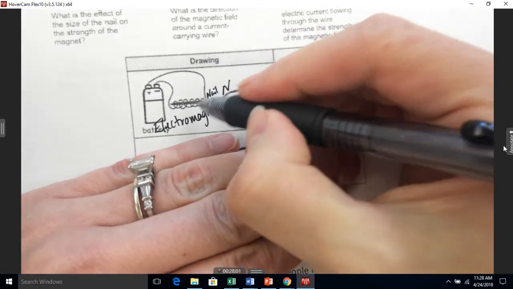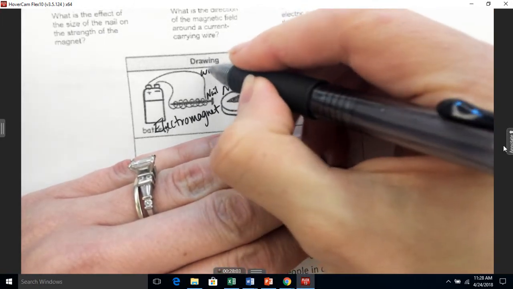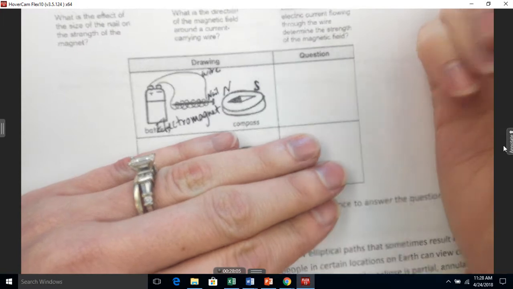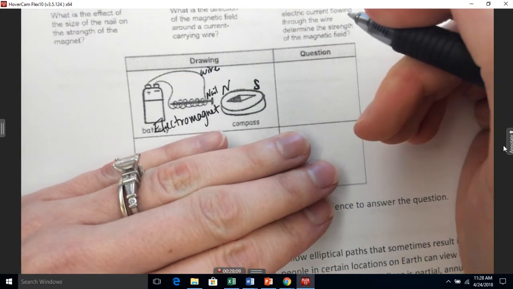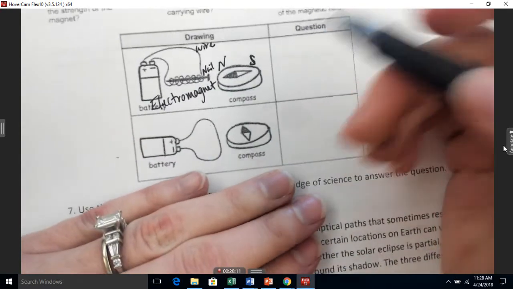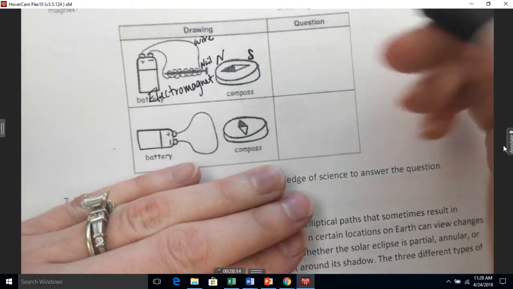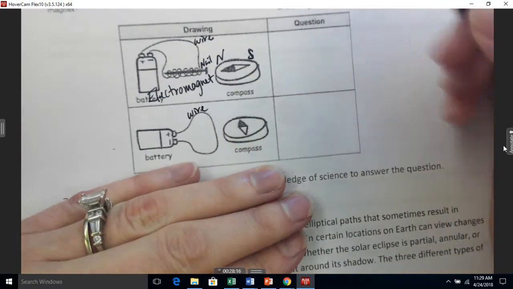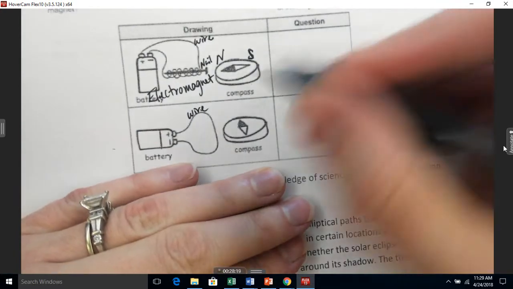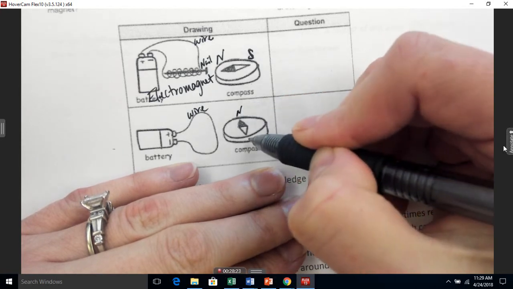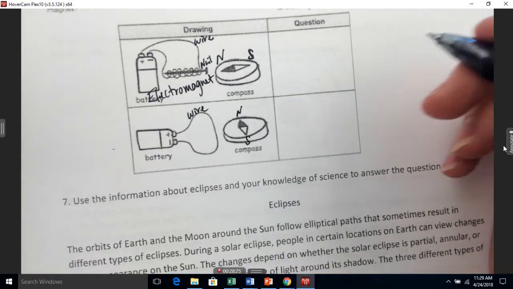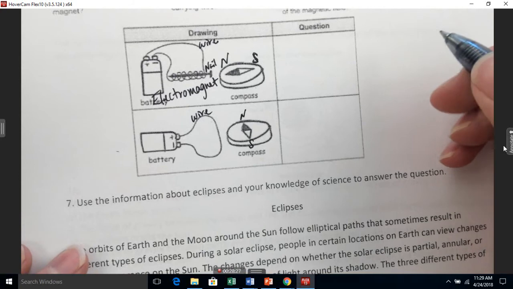We have a nail. We have a wire. Battery. And it's already labeled. So, that's pretty much all we could say about this. What could we say about this one? We have a wire. Okay, we have a wire. We have a battery. And what about this? So this is north and this is south. Okay. I mean, that's pretty much all we could say.